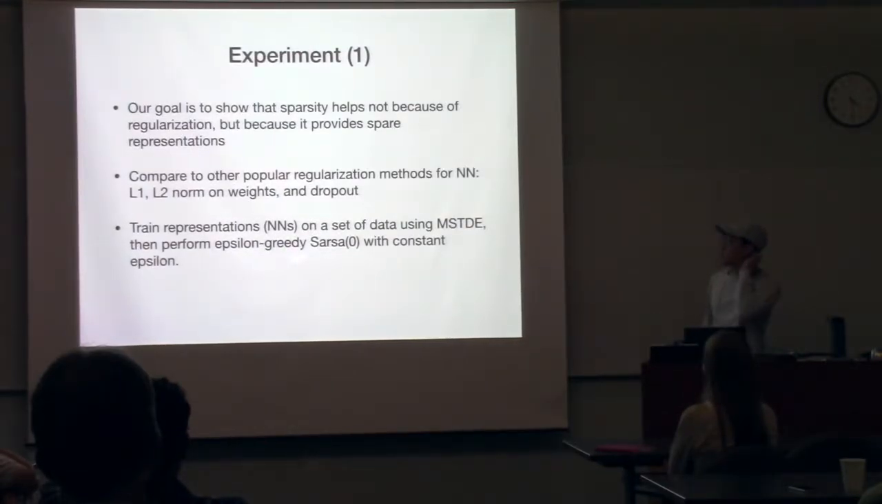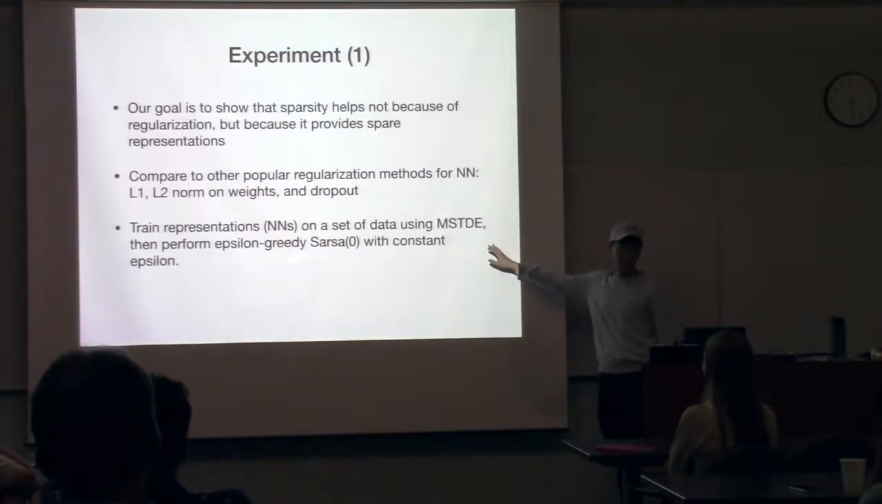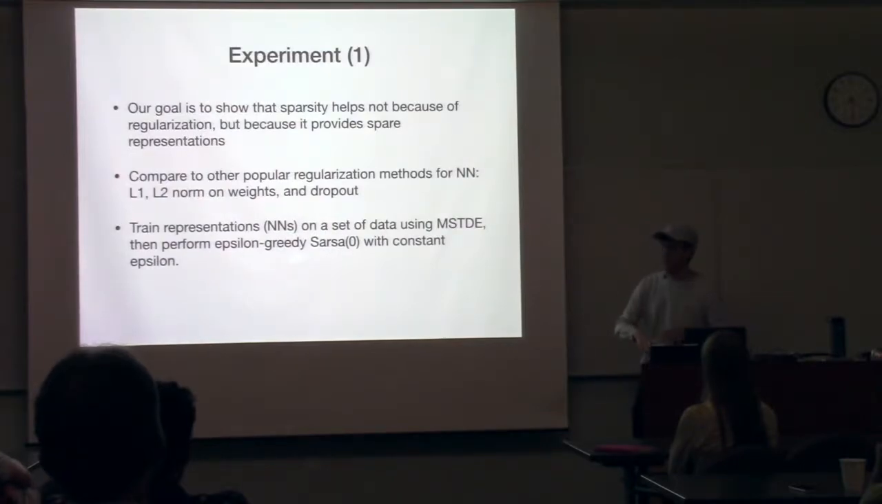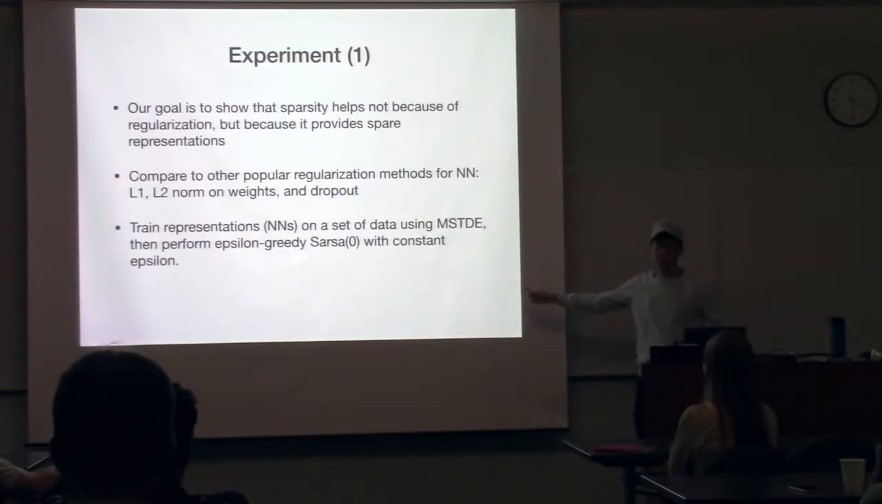So in this experiment, we compare our sparse regularization to other popular regularization in neural nets: L1, L2, and dropout. And the experiment setting is the same as the previous one. We collect a batch of data, we train neural nets using mean-squared TD error, and then we fix the neural nets. We perform epsilon-greedy with constant epsilon equal to 0.1.